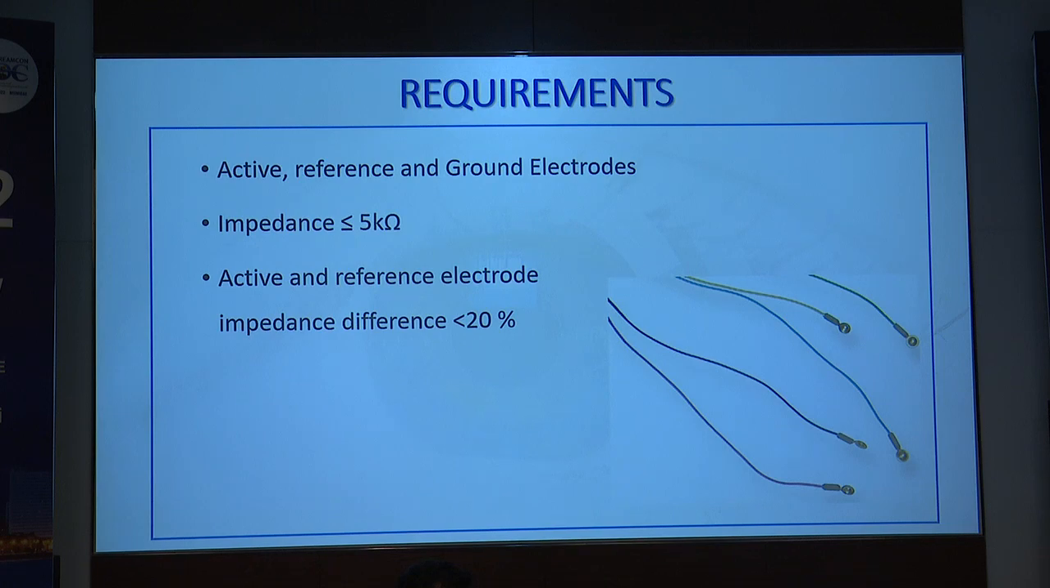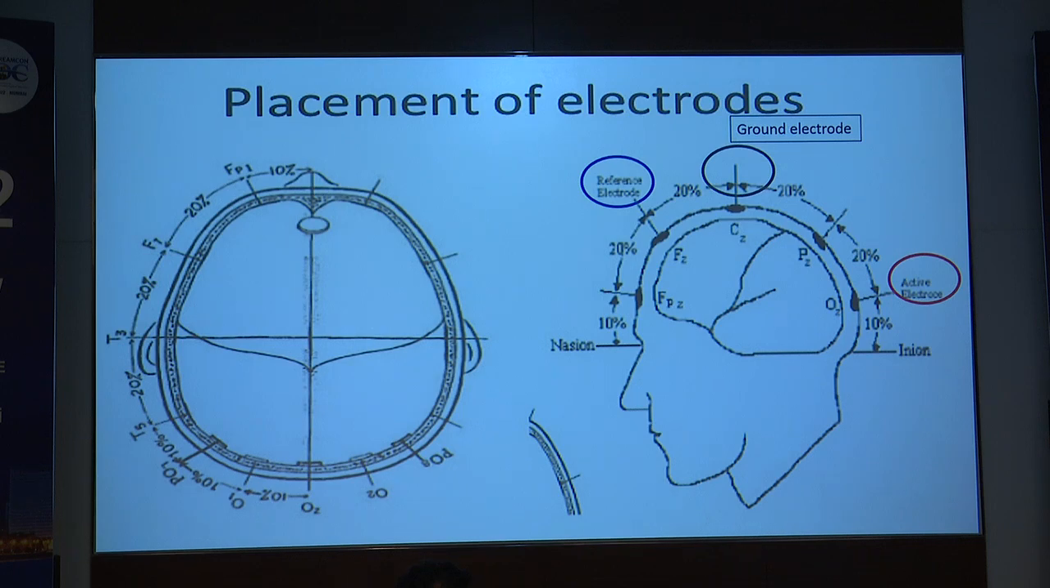So the requirements here: we'll have an active, reference, and ground electrodes having impedance less than 5 kilo ohms. The active and reference electrode impedance difference should be less than 20%. The placement of the electrodes follows the 10-20 rule, in which the whole head is divided from the nasion to the inion in different parts. The active electrode is placed at OZ, the ground electrode is placed on the top of the head, and the reference electrode is placed at point FZ.